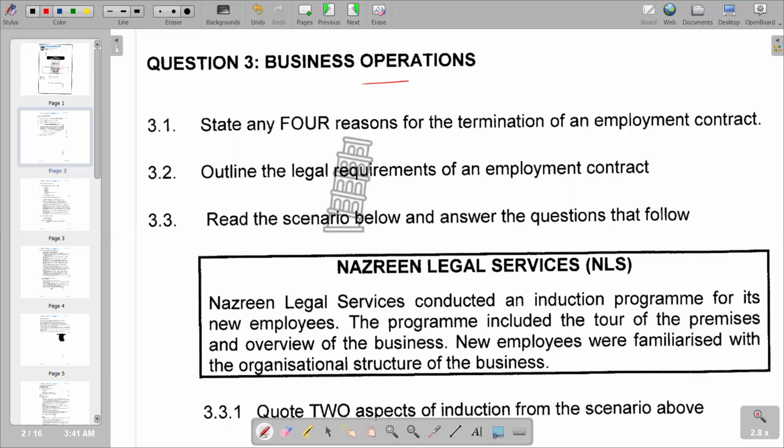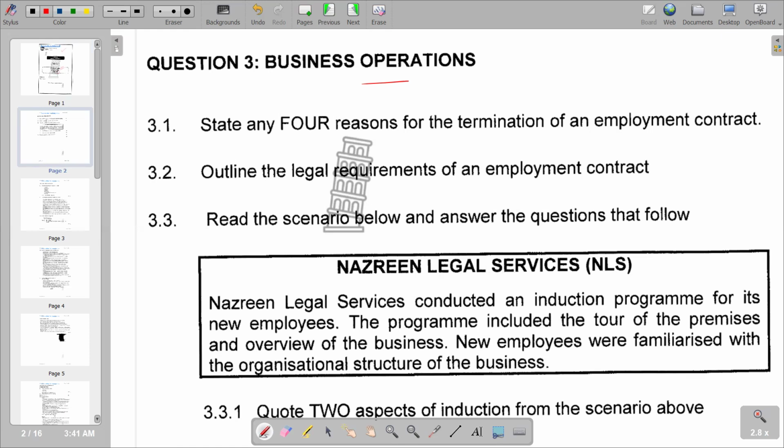So we are going to come up with the reasons for the termination of an employment contract. Remember, an employment contract is a contract that involves the employer and the employee. Obviously, they are the two parties involved in an employment contract. When it comes to an end, that's when we have the termination taking place. So what can be the reasons? We can raise different reasons.